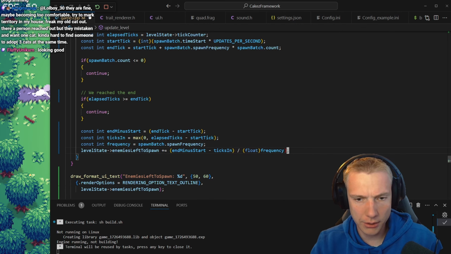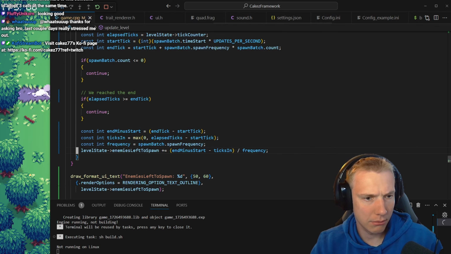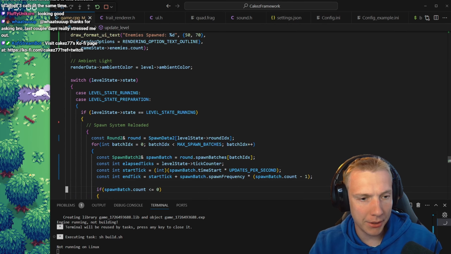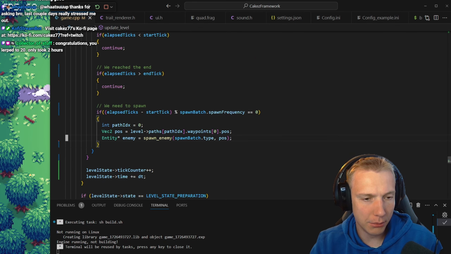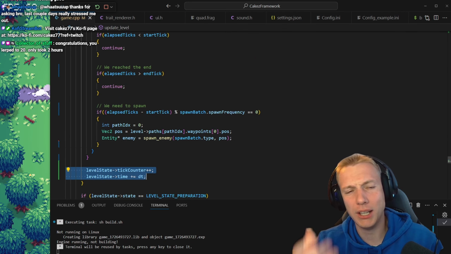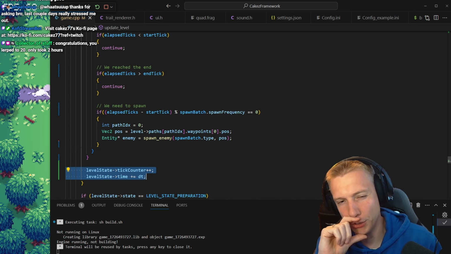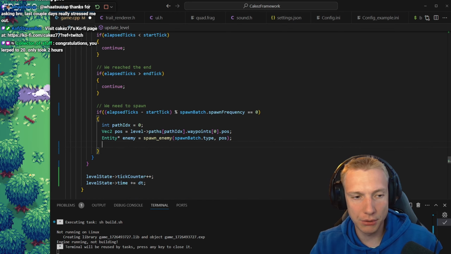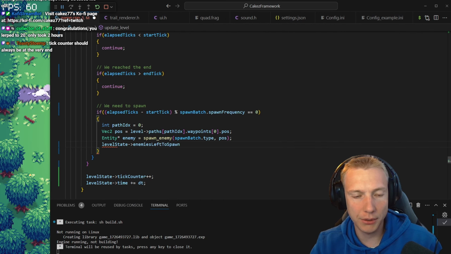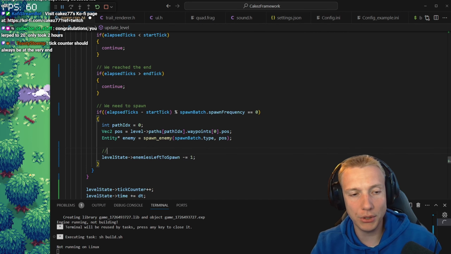Then we don't need this at all. Float. Maybe this. And then over here, we need to do the minus. Or we do the tick counter. When do we do the tick counter? First or second? I mean, it's the first tick. We will spawn it anyways. No, we won't. So this needs to be after this. And then we do enemies, or level state, enemies left to spawn, minus equals 1. And then this is where I should put a comment in.